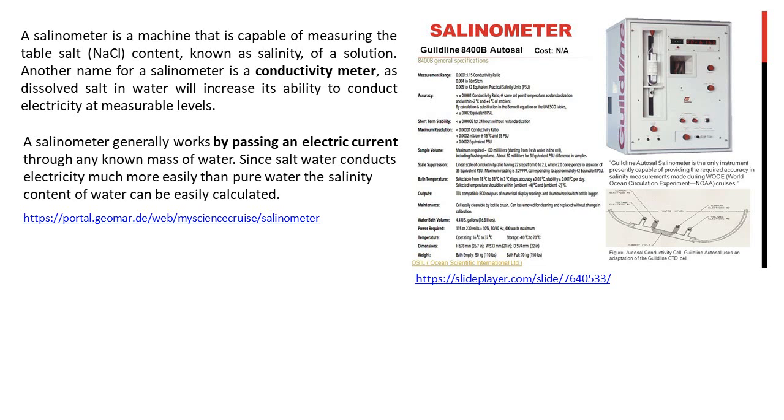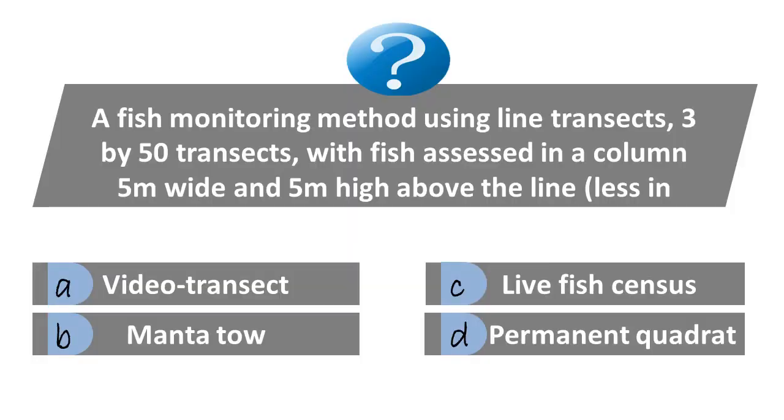Okay, so a salinometer generally works by passing an electric current through any known mass of water. Since salt water conducts electricity much more easily than pure water, the salinity content of water can be easily calculated. But usually in ponds and in cages or in our research activities, we use refractometer most often compared to salinometer, because refractometer is easy to use and portable, while salinometer, this is usually used by big research vessels or yun, mga bigger vessels.